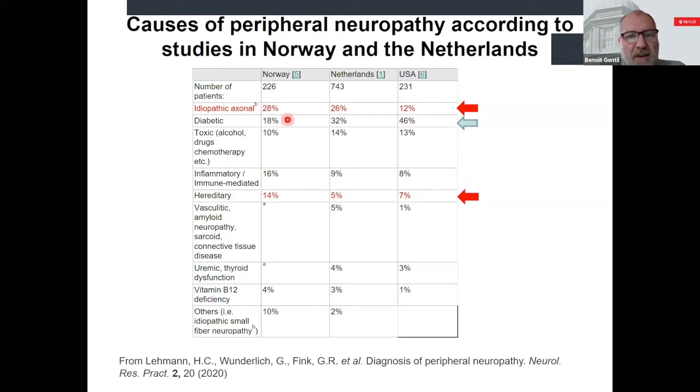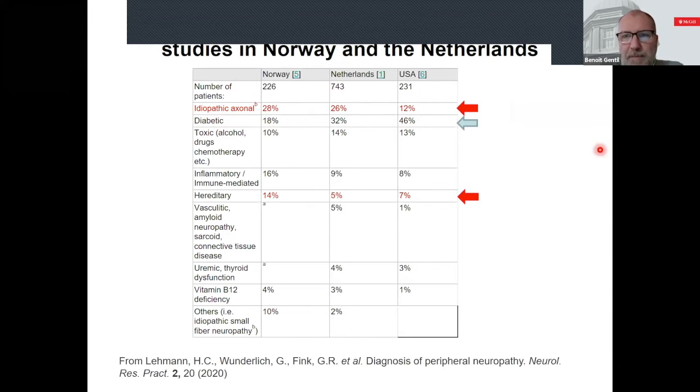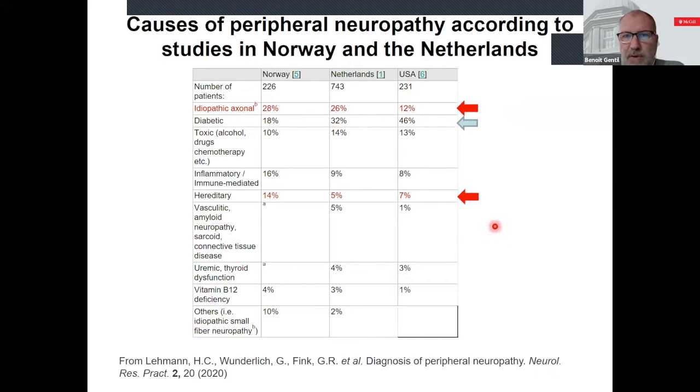You have some specific challenge with peripheral neuropathy according to some country, like in USA. Just to let you know that diabetic neuropathy can be triggered in approximately half of the patients. You find this 46% in USA, for example. This is a lot, but just to tell you that genetic causes of peripheral neuropathy, especially axonal neuropathy, are quite low in general.